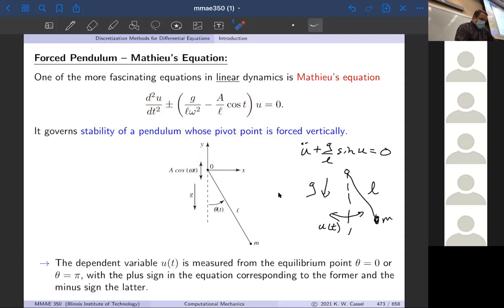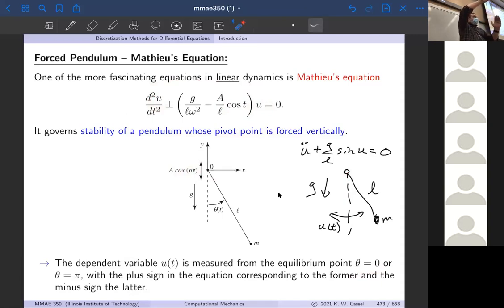Here's what we're going to do. I'm going to primarily look at the stable theta equals zero equilibrium point. And I want to see, for different forcing amplitudes and frequencies, could I make my otherwise stable pendulum system unstable by vertical forcing? And if you think about that intuitively, you think, no, it's vertical forcing. All I'm doing is making it go up and down. This is like patting my head and rubbing my stomach. I can't do it.